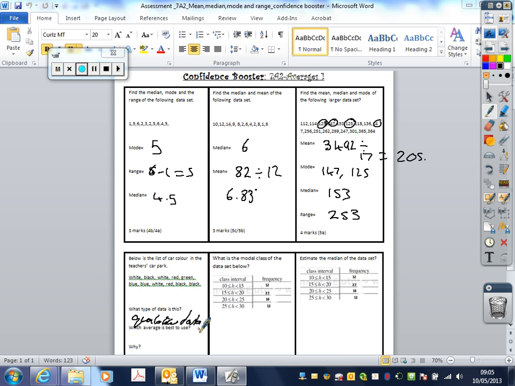And what average should we use? Toby? Which one should we use? You've already answered the question earlier. The mode. We should use the mode. And why is that? Beth? Because there's two of every colour, really.